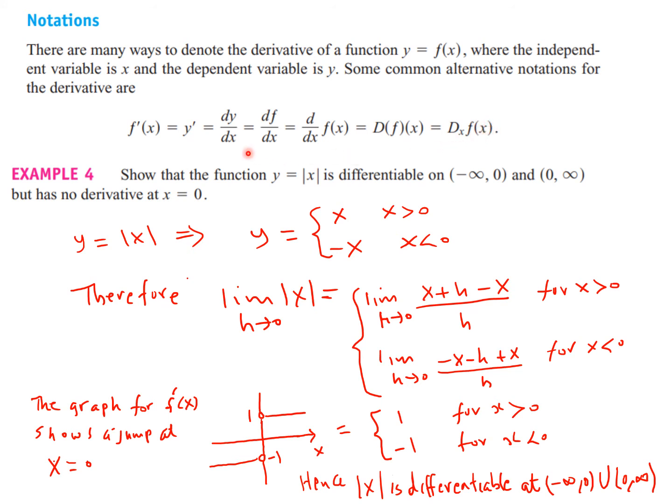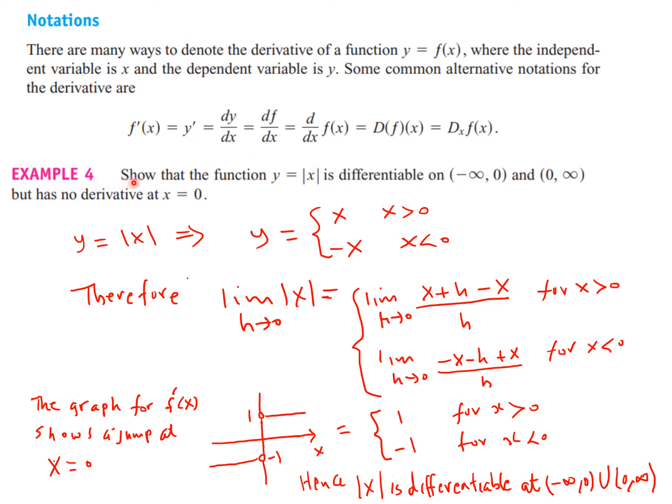These are just notations that you may find if you look at different resources on the internet or in some books. You will find different ways of representing the derivative. So that's all okay. Now, example 4.